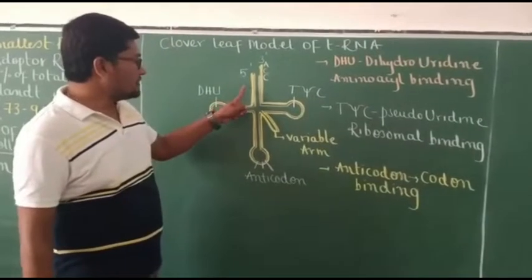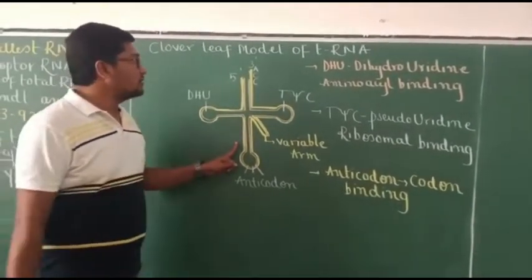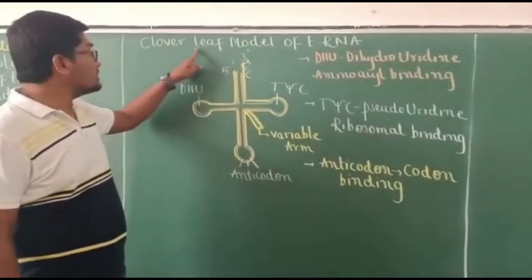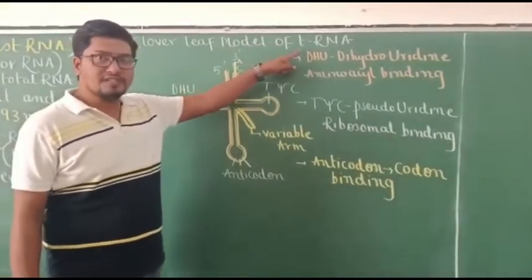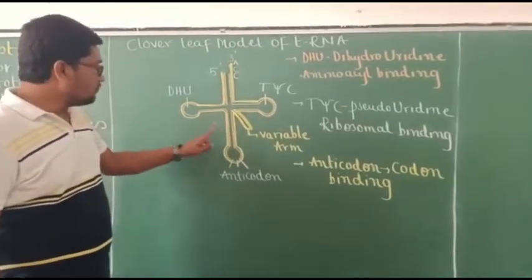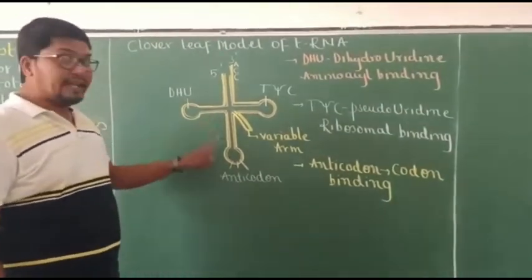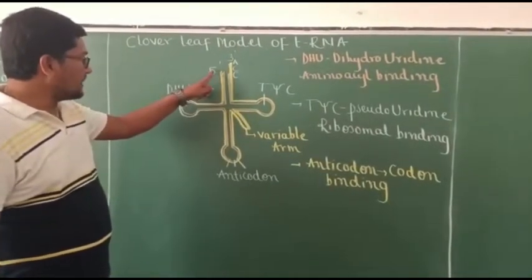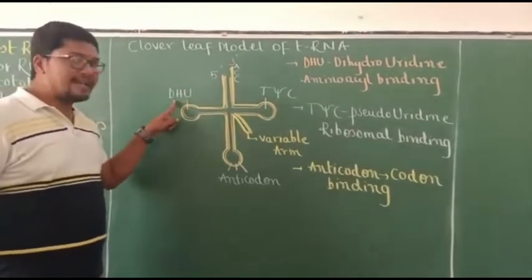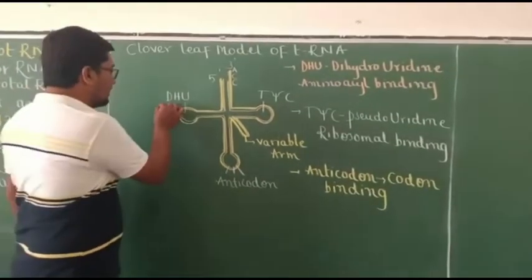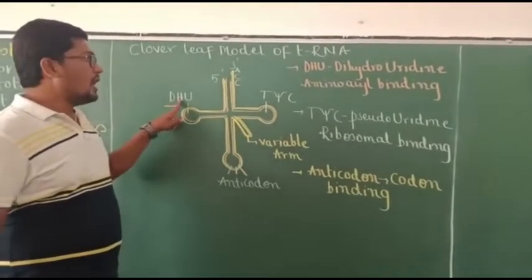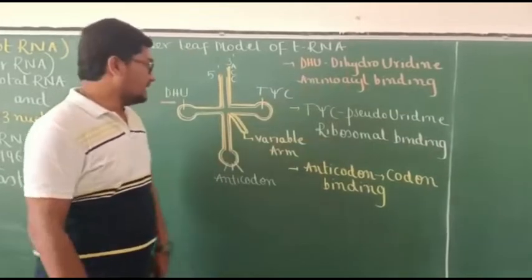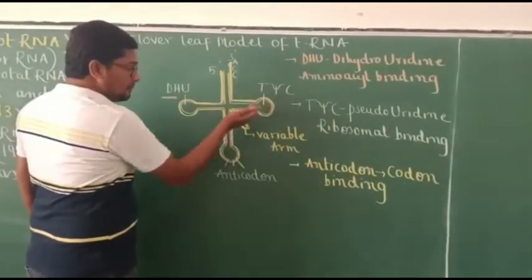Understand the structure of tRNA in detail. I already told you. This model of tRNA given by R.W. Holley is called clover leaf model of tRNA, and in this clover leaf model of tRNA, it contains three arms, and the three arms are named from 5' to 3'. That's why we consider it as first arm. The first arm is called DHU arm. DHU stands for dihydrouridine arm, and this is the third arm because it is the second one.